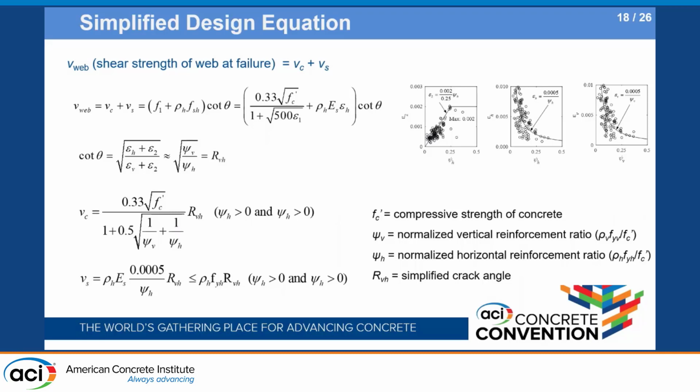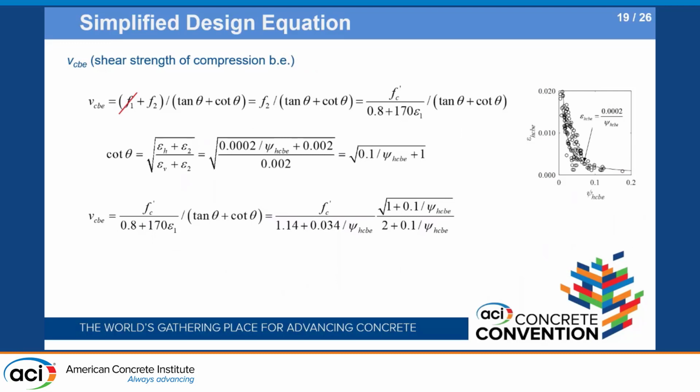And the interesting thing is that web shear strength is the sum of concrete shear strength and rebar shear strength, which is very similar to the ACI approach. So VC, which indicates the shear strength of concrete in web, is a function of tensile strength of concrete with some factors of reinforcement ratios. And for rebar strength, VS, it's just a multiplication of reinforcement ratio and stress of bars.